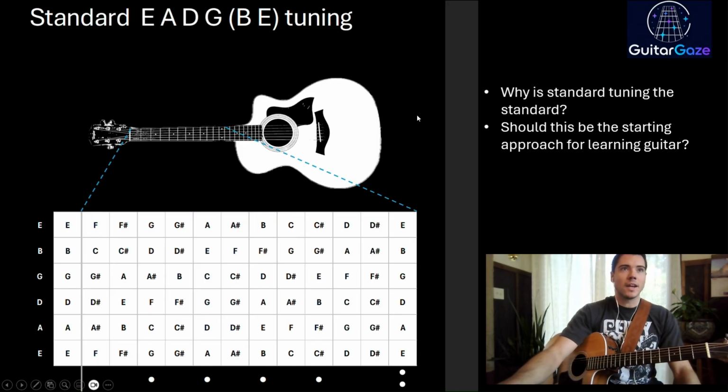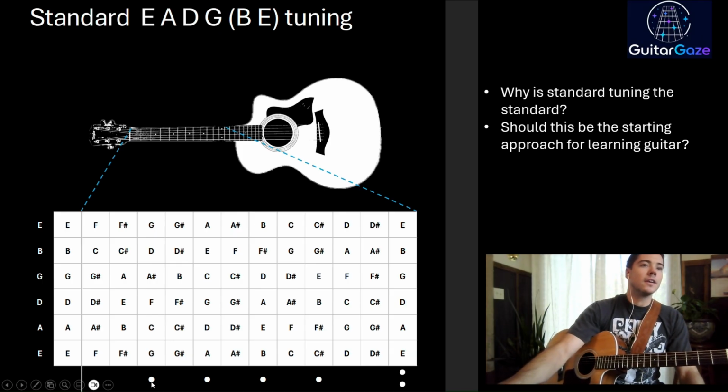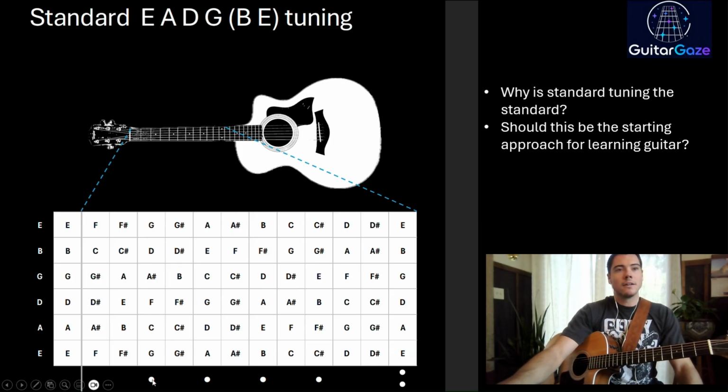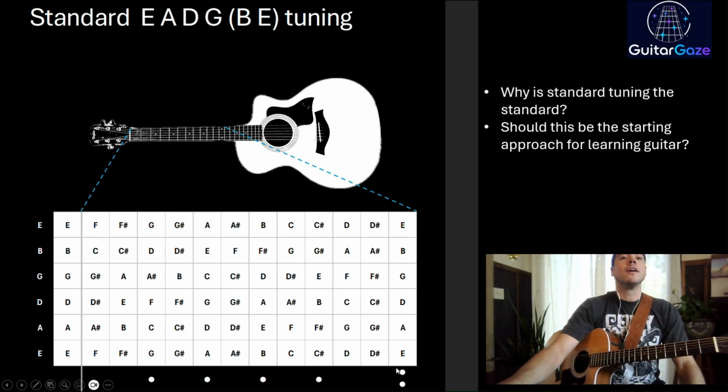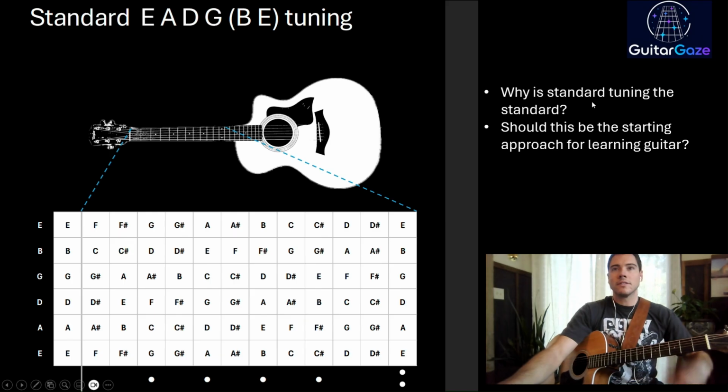Quick overview. Standard EADGBE tuning on the guitar. Here is your fretboard from the 0th fret to the 12th fret in EADGBE tuning. This is the traditional alphabetical note assignment layout. You can see here you've got your 3rd fret marker, 5th, 7th, 9th, and then 12th. So this is standard tuning layout, and the question is, should this be the starting approach for learning guitar?